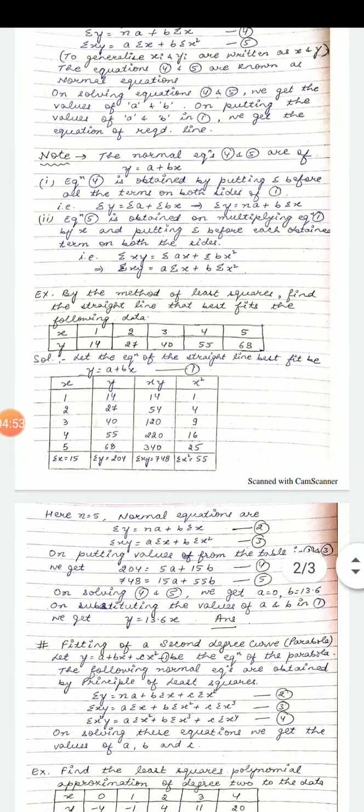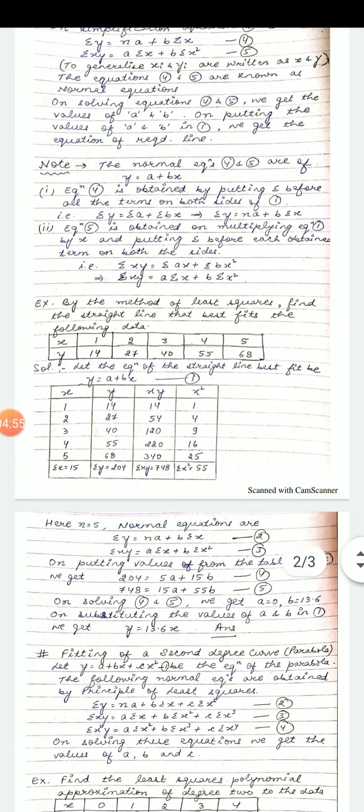The second point: equation 5 is obtained on multiplying equation 1 by x and putting summation before each obtained term on both sides. That is, summation xy is equal to summation ax plus summation bx square, which implies summation xy is equal to a summation x plus b summation x square.